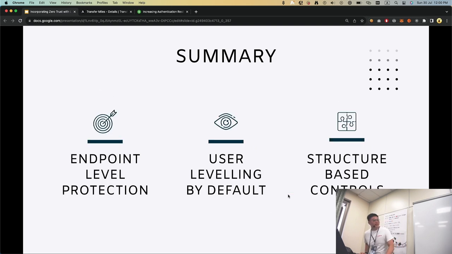So in summary, hopefully you've seen how we, together with OmniAuth, enforce endpoint level protection and an example of user leveling. And also with the impersonation approach, you can see how we enforce structure on a second or newer session that's being generated when it comes to agent support.